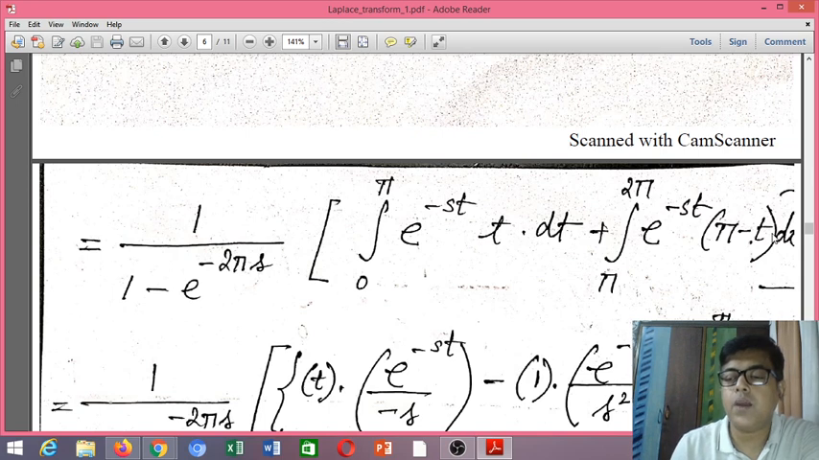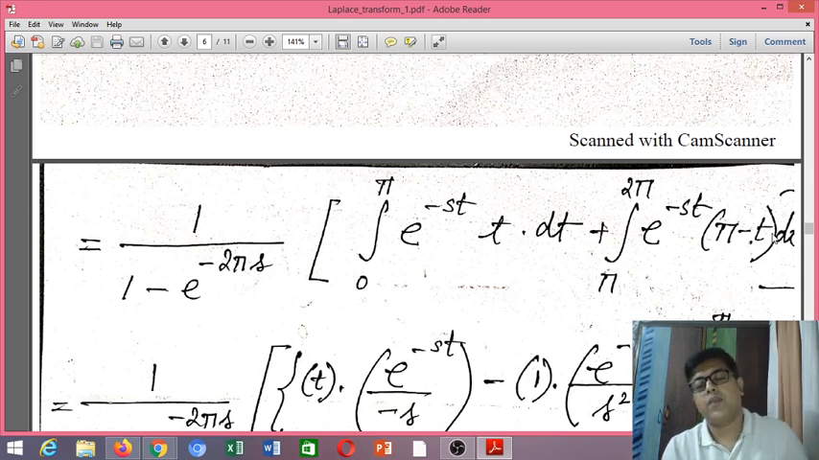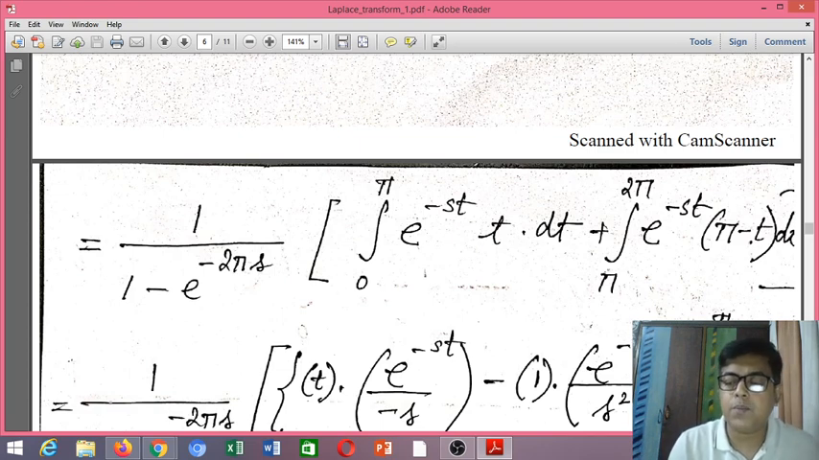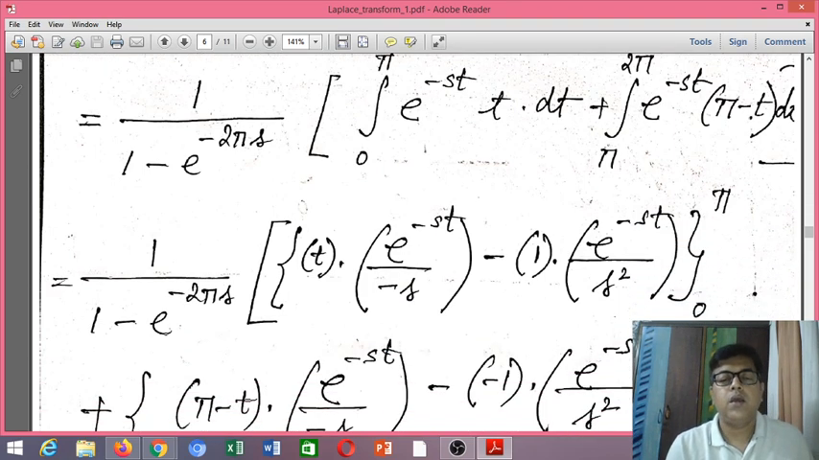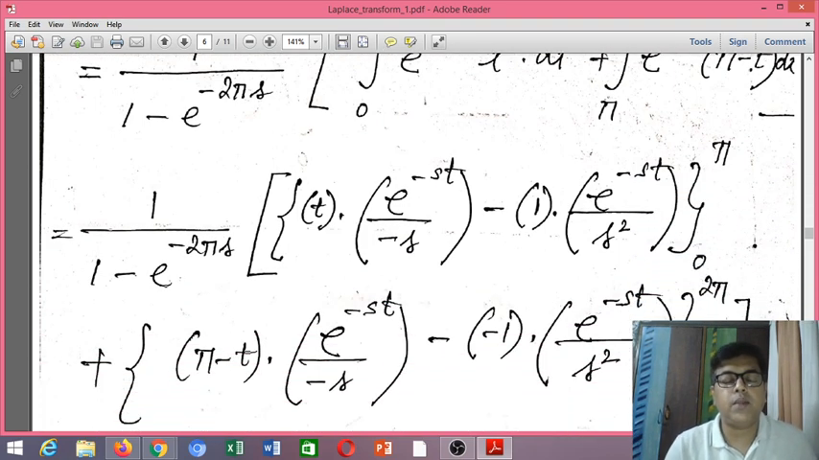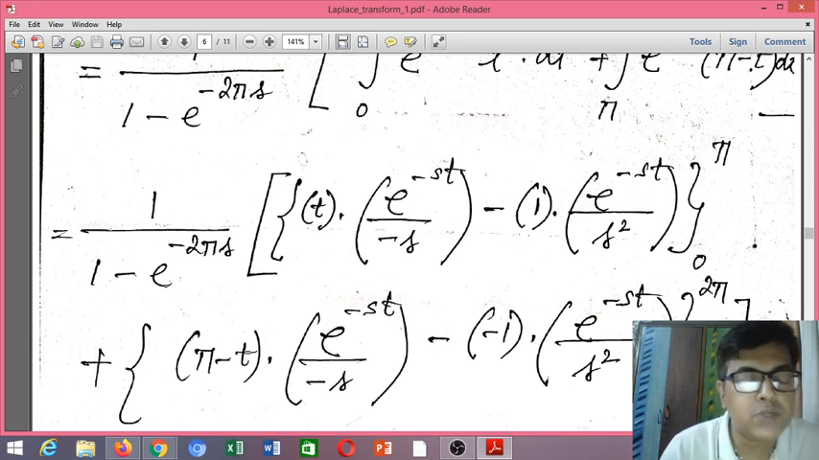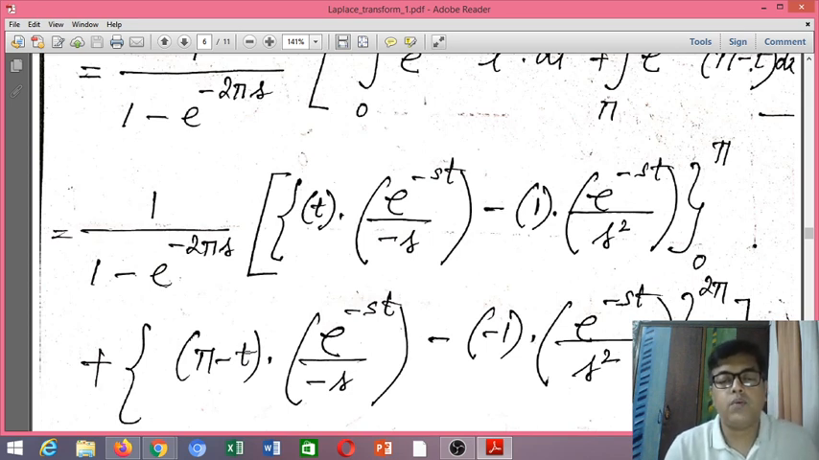The limits are from pi to 2 pi. And then I just perform integration, a very simple integration by parts that you have to apply. If you apply integration by parts, you will get something like this. So outside we had 1 minus e to the power minus twice pi s, and then if we do integration by parts, we get the rest of the terms.